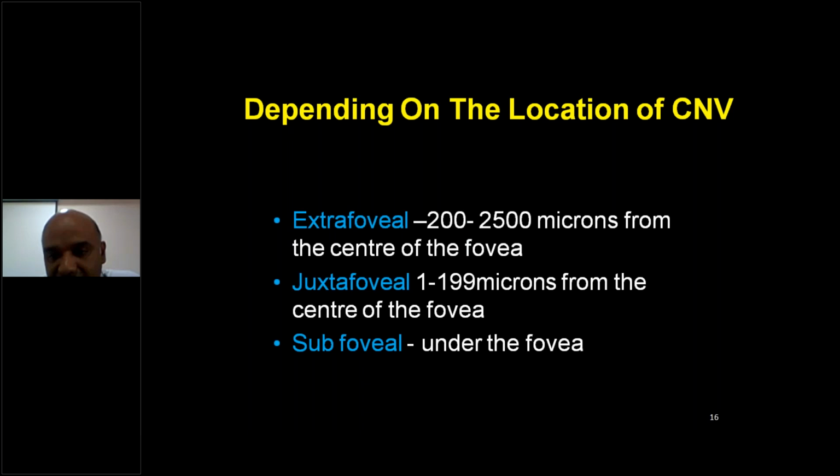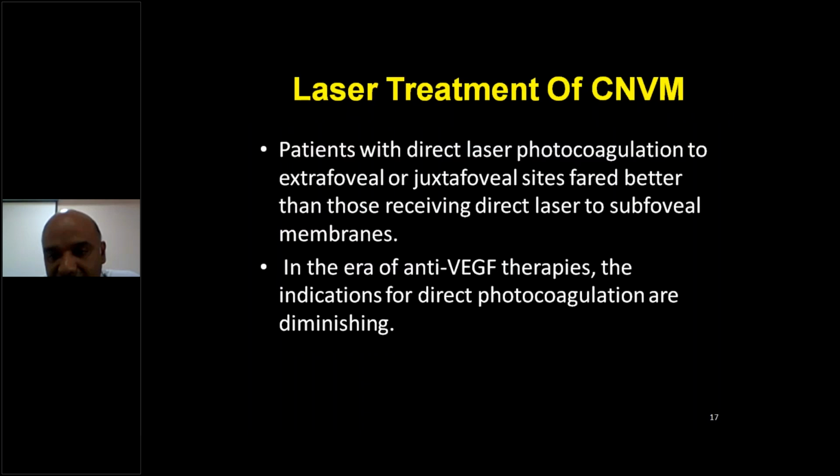If it is less than 200 microns from the center of the fovea, then you call it juxtafoveal, that is, just on the side of the fovea. If it is beyond 200 microns to 2500 microns from the center of the fovea, then you call it extrafoveal, because each one has its own implication. Extrafoveal might have some chances of gaining vision, but with subfoveal, just below the fovea, the visual acuity is drastically affected. So you classify the type of CNVM based on its location.